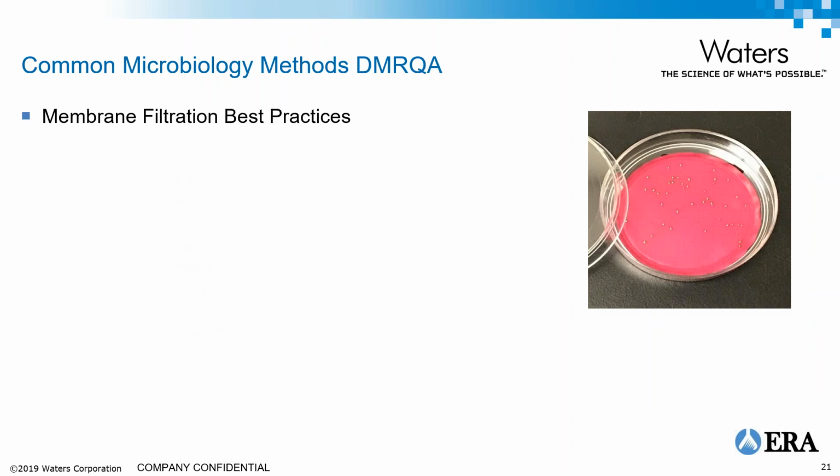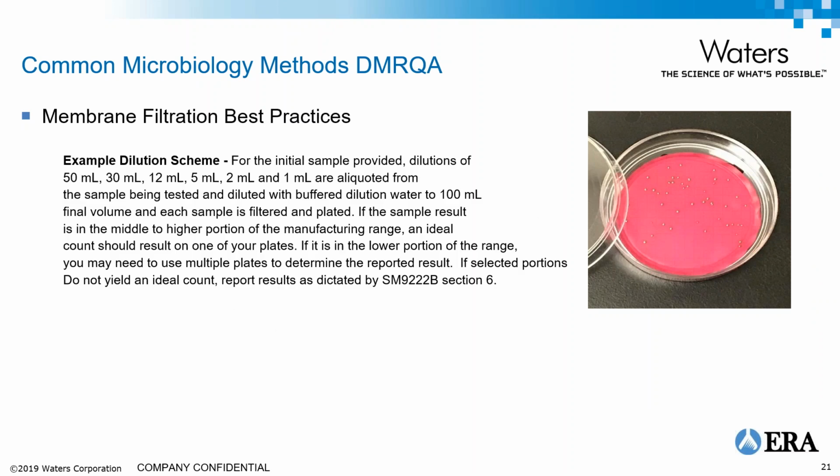All right, so an example of a dilution scheme: 50, 30, 12, 5, 2, 1. It's just a number of volumes that would potentially give you counts that would fall within those ideal counting ranges, whether the sample was in the high portion of the range or the low portion of the range. So always dilute the sample, always use the entire volume. You also want to be careful when you do your volumes. Make sure that you're either bringing that volume back up to 100 mils so that you get good dispersion of the organisms through your filter, or you're at least using 20 or 30 mils or so.